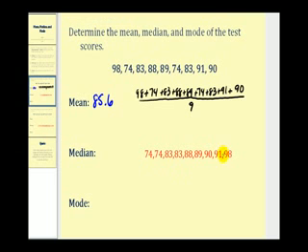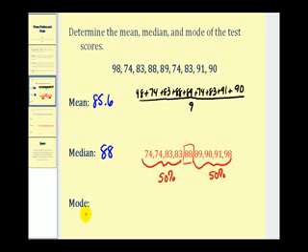And since there's an odd number of numbers here, 88 will be the median because there are 4 numbers above 88 and 4 numbers below 88. So our median is 88. That also tells us that half of the values are above 88, or 50% of the values are above 88, and 50% of the values are below 88.